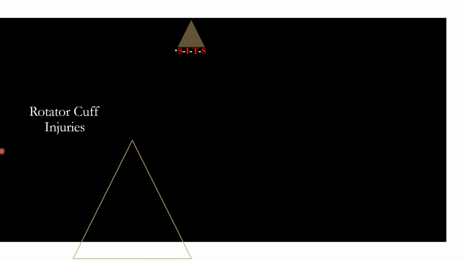First thing that I wanted to go over is the mnemonic. You've probably heard about it. It's a famous mnemonic. It is not mine, but it is the SITS mnemonic, just to remember the muscles that are included. So supraspinatus, infraspinatus, teres minor, and subscapularis. That's just to help you remember the muscles in the rotator cuff.